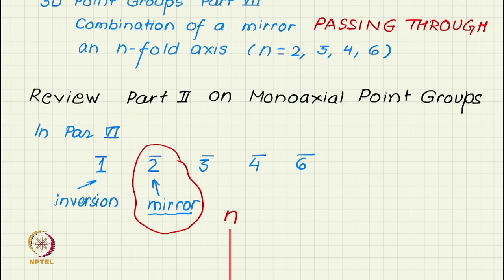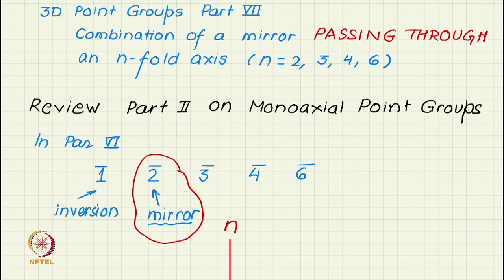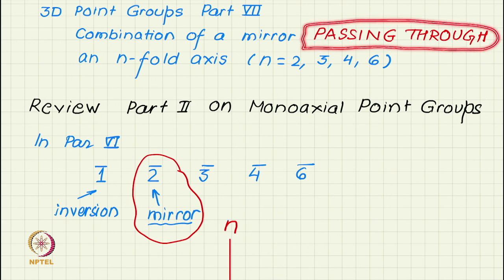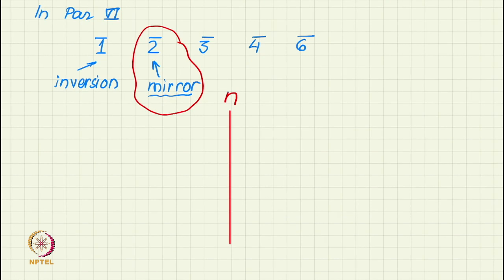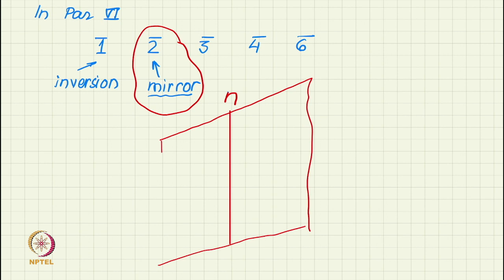And mirror can also be put either parallel to the axis or perpendicular to the axis. So, we will see the different point groups that can be generated by this relative orientation of mirror with respect to the axes. In this particular video, we will be considering mirror passing through the axis, that is mirror parallel to the axis. So, we have an n-fold axis shown here, and let me try to make a mirror pass through this axis.